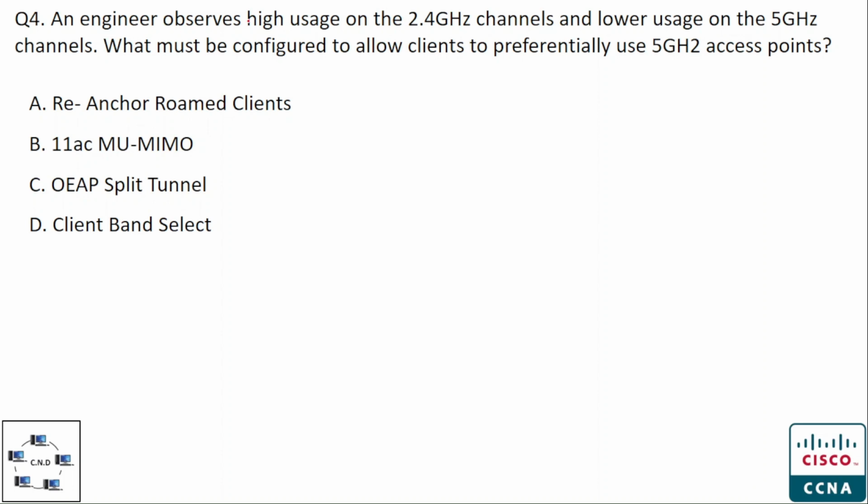Question number 4. An engineer observes high usage on the 2.4 GHz channels and low usage on the 5 GHz channels. What must be configured to allow clients to preferably use 5 GHz access points? The options are option A, 3 anchor round clients, option B, 11ac MU-MIMO, option C, OEAP split tunnel, and option D, client based select. And the correct option is option D, client based select.